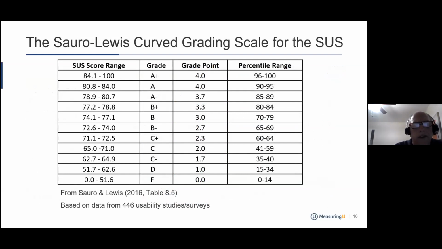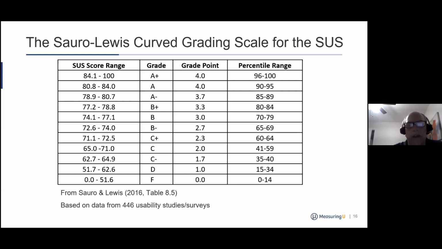A while back, Jeff Sauro, now see, I mentioned I've got about 10,000 cases. Some of those are cases that Jeff Sauro had collected when we began collaborating. And in 2012, we put this table together based on data from 446 usability studies or surveys. And it has remained pretty stable over that time. In this particular table, a 68 was the exact center of the scale.